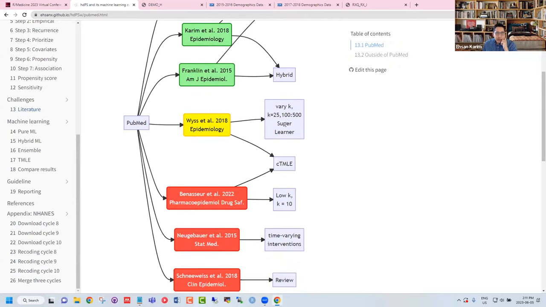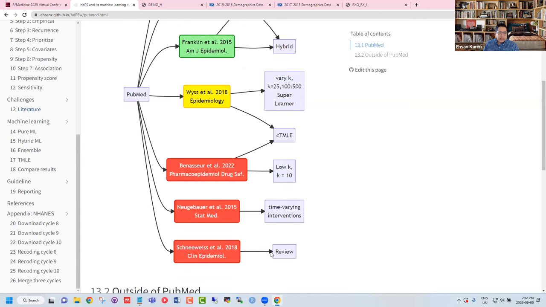But there are other algorithms in the machine learning literature known as ensemble learning, which collect information from different types of learners and combine that information. These ensemble learners are also used to enhance the high-dimensional propensity score algorithm. There is some additional literature. For example, this one was a review, not so relevant for our scenario. This one considered time-varying interventions, not relevant for our analysis. And this is a situation where they used a low-dimensional data source and just included an additional 10 covariates, which is not really something that we are doing here.